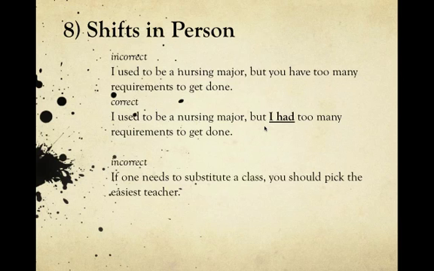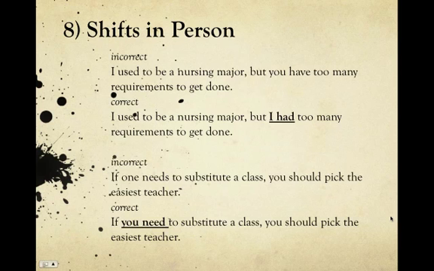If one needs to substitute a class, you should pick the easiest teacher. I've gone from a third person, the nice formal one, and then I switched to the informal second person you. So to be consistent, I either need to have one, or you and you. If you need to substitute a class, you should pick the easiest teacher. Again, it's about being consistent in your sentences.